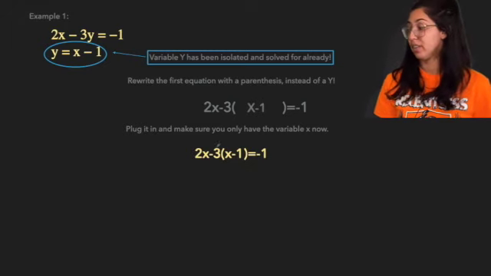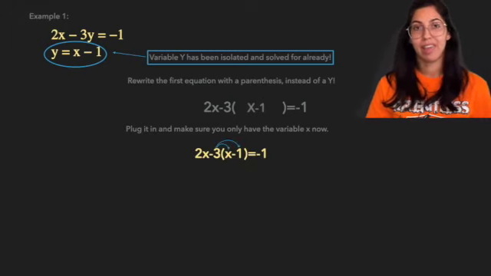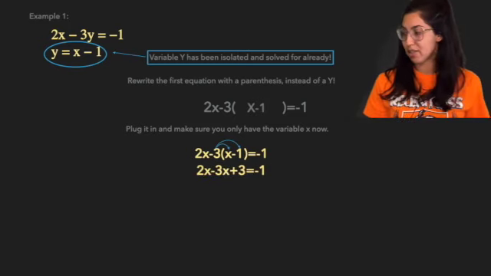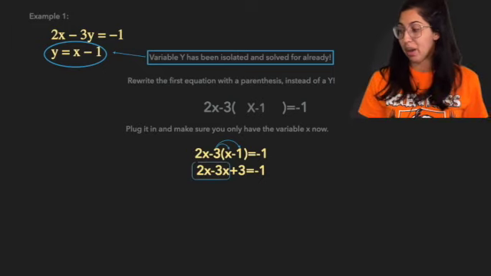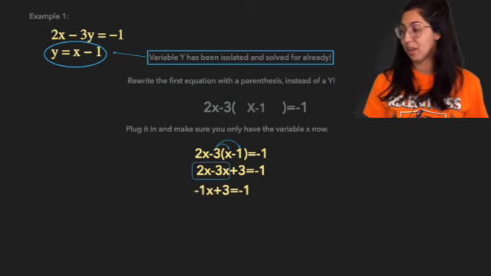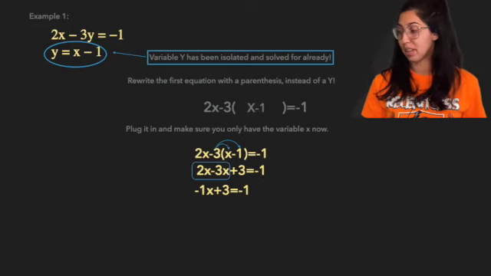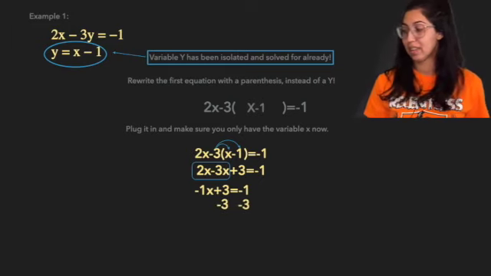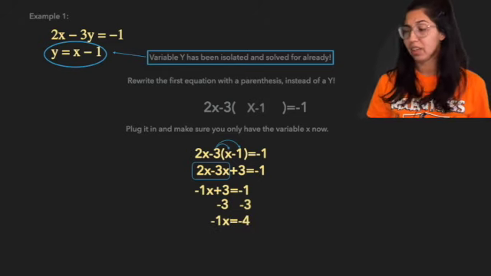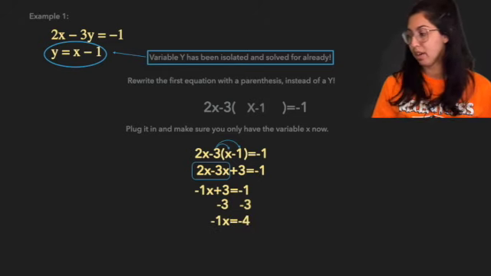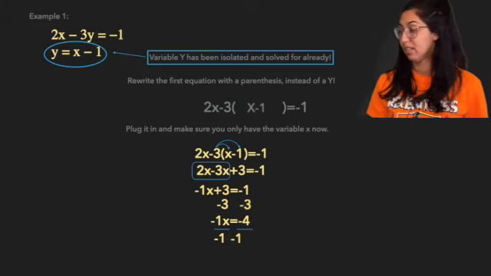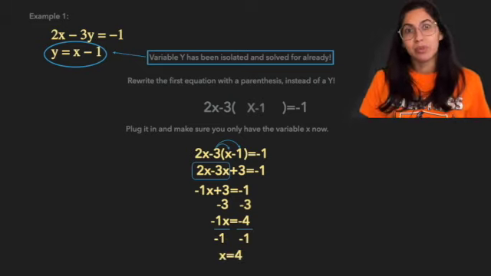First thing we're going to do is distribute that -3 to everything. So we've got 2x minus 3x plus 3 equals -1. So now we combine like terms. We end up with -1x plus 3 equals -1. Subtract that 3 over to isolate that x. -1x equals -4. So we are dividing by -1 on both sides. And then we're going to end up with x equals 4.